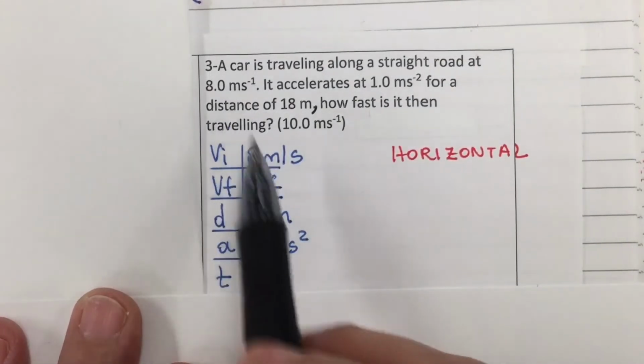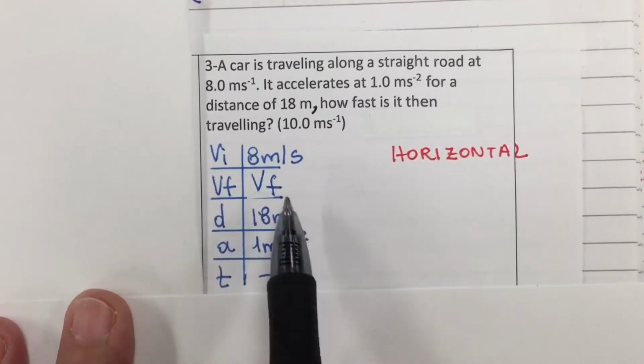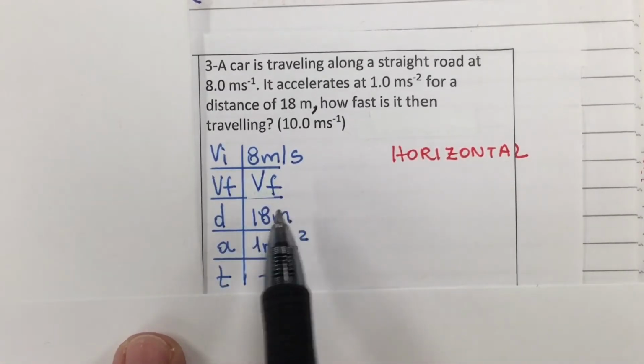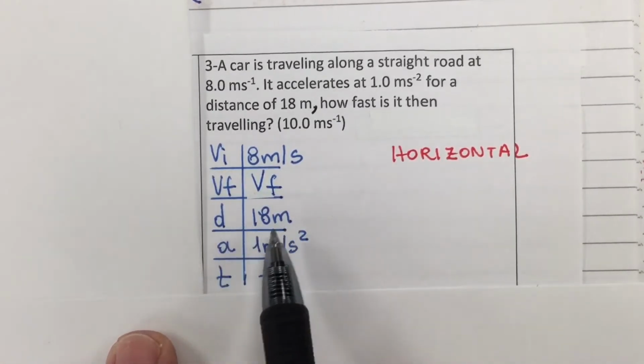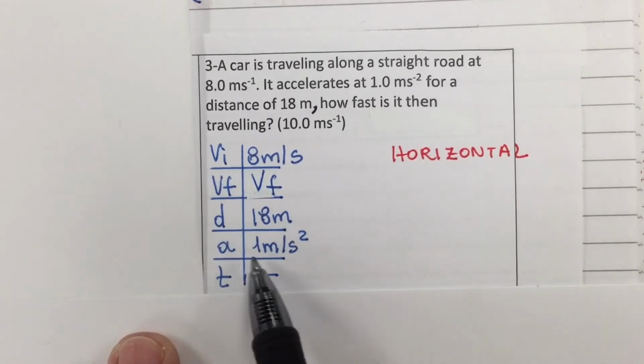So here is the data table. VI is 8 meters per second. VF is the value that I want to calculate. Distance is 18 meters. Acceleration is 1 meter per second squared. And no time was given in this problem.